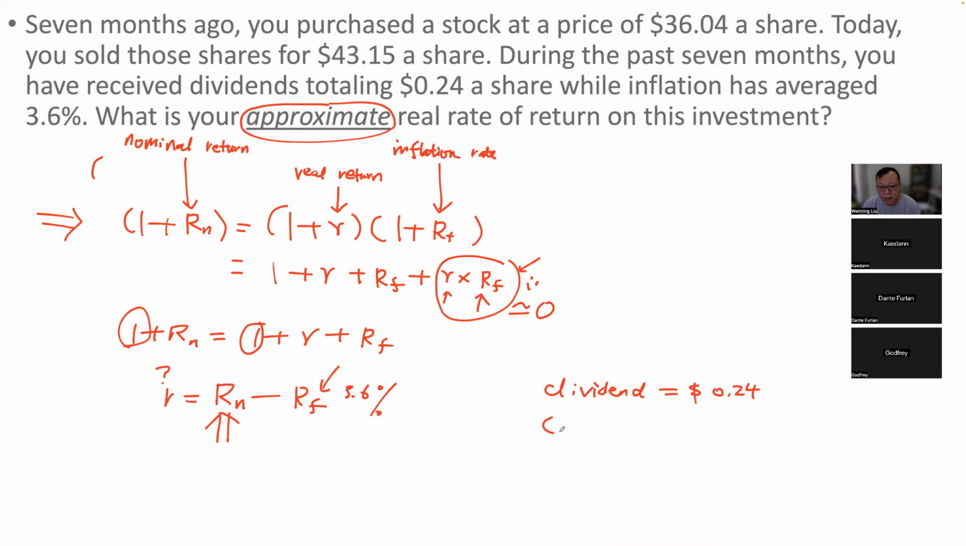And your capital gain, CG, is your selling price, 43.15, minus your purchasing price, 36.04. So that equals, if I'm correct, 7.11.